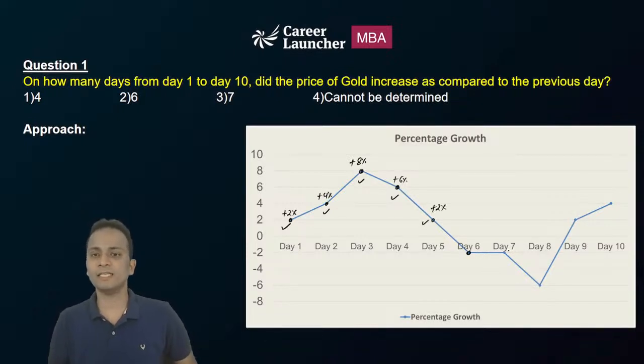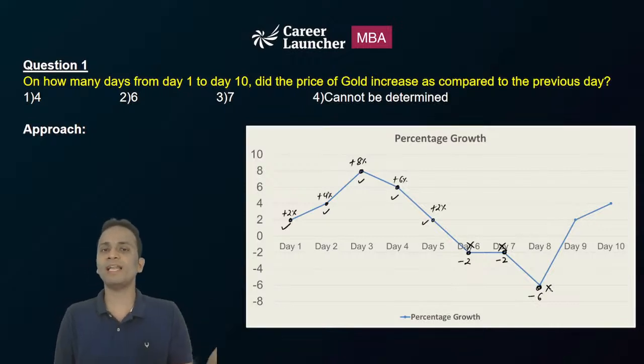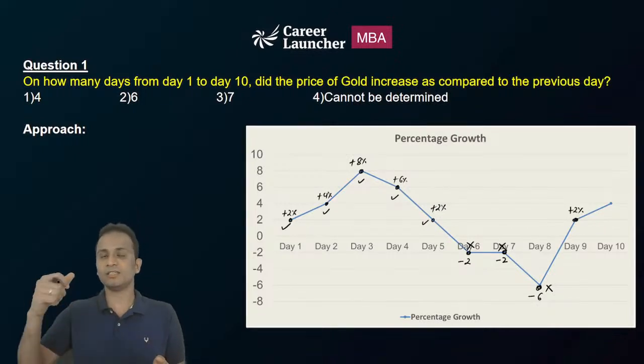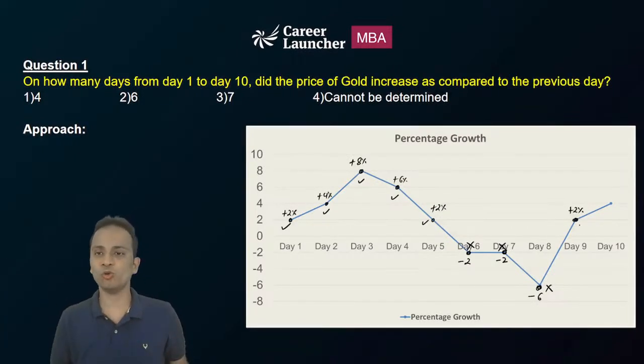Day 6, day 7, day 8, on all these days there is a negative growth. That means the value has decreased over the previous day. So these 3 days will not be considered, because on these 3 days the value has decreased over the value of the previous day. Okay, again day 9 the growth is 2%, right? It's a positive growth. So as compared to day 8, the value on day 9 has increased by 2%, and similarly it has happened on day 10.